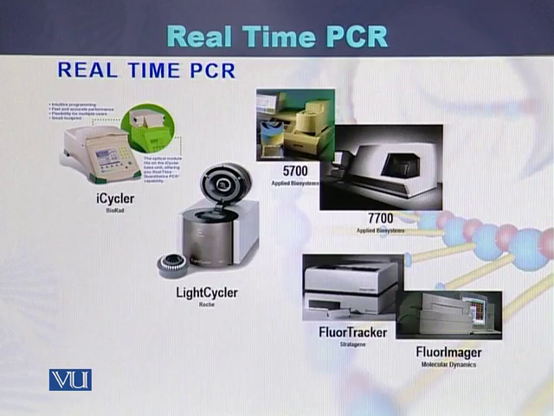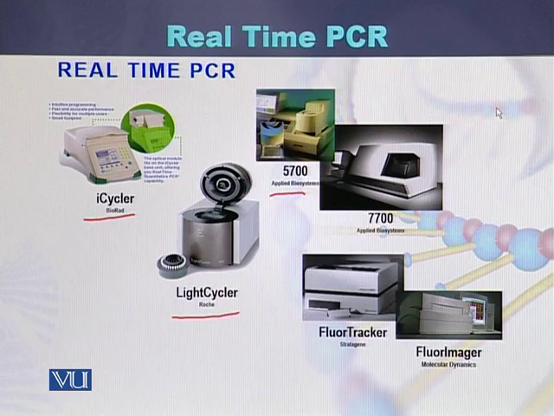So these are some of the real-time PCR machines. This is called the iCycler, which was manufactured by BioRad. Here are the LightCycler by Roche, and machines by Applied Biosystems, Stratagene, and Molecular Dynamics. So these are some of the real-time PCR machines which are used to quantify the DNA.